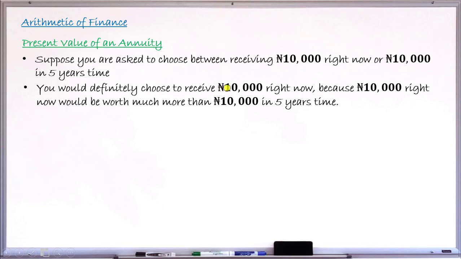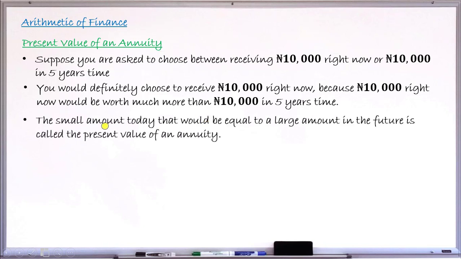Surely you definitely choose to receive the 10,000 right now because you know that this 10,000 naira is worth more than the 10,000 naira in 5 years to come. Because if this 10,000 is invested or saved, in 5 years time it will be something more than 10,000. So the present value of an annuity simply refers to the small amount today that will be equal to a large amount in the future. Is that what we call the present value of an annuity?